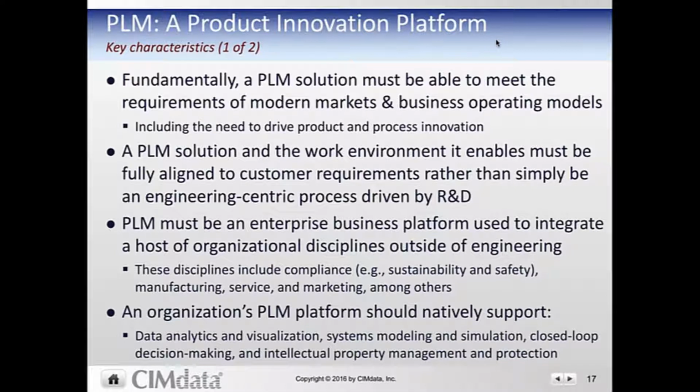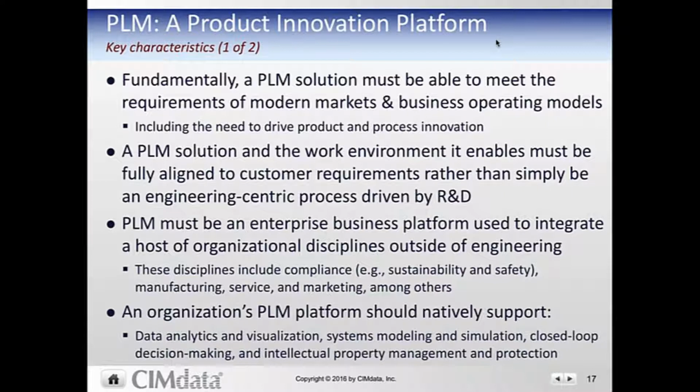Well, first, that platform, that PLM solution has to be able to connect requirements. It has to be able to allow for people working within that environment to make sure that they're producing information and making decisions based on the requirements so that they can innovate in the product and processes that they're responsible for. The PLM solution, the work environment must be able to align the customer requirements rather than simply being an engineering-centric solution driven by R&D. It has to have an end-to-end view of that information.